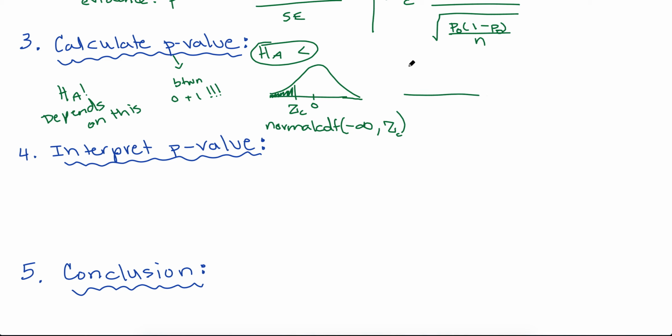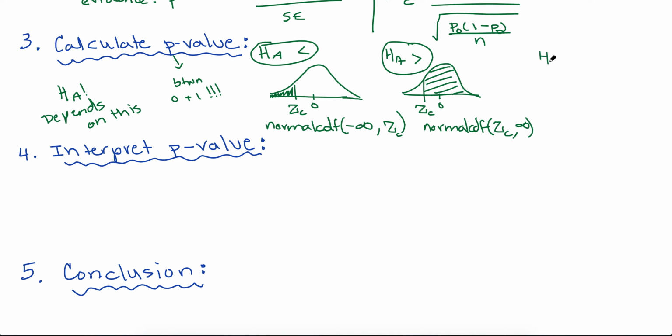Our other option, what if HA was greater than? So I'm just going to draw the same z-calc on all of these. Again, the second case, HA is greater than. Then that means I need to shade everything above my test statistic. The 'or more extreme' means greater than. So we'll do normal CDF. My lower this time is my test statistic out to infinity, everything greater than it or above it.